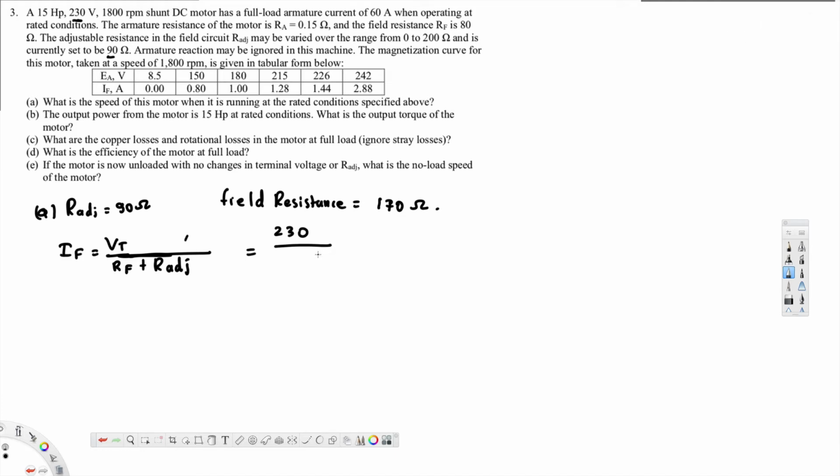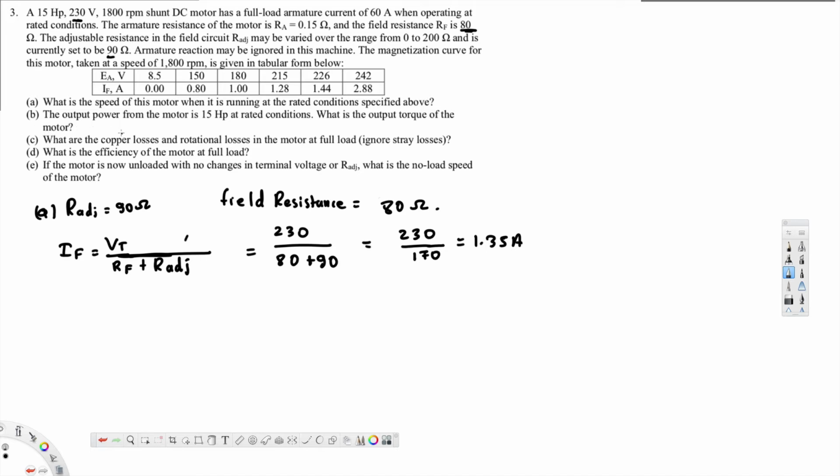Field resistance, oh, I made a mistake right here. Field resistance is 80 ohm. Okay, it's not 170, it's 80 ohm. 80 plus 90 and that gives us 170 altogether. So 230 divided by 170 rounds to 1.353. So the current is 1.35 ampere.